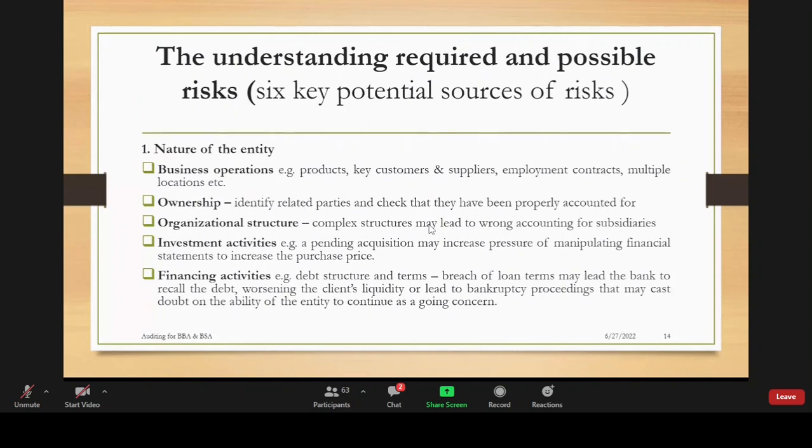Okay. So we've talked a lot about risk. We need to understand what the potential sources of risk are, because before you assess risk, you need to appreciate where the risk is. Where can I find the risk? One, when you're looking at the potential sources of risk, you first look at the nature of the entity. What business does the entity do? What products? Who are their key customers? Who are their suppliers? What type of employment contracts do they have?